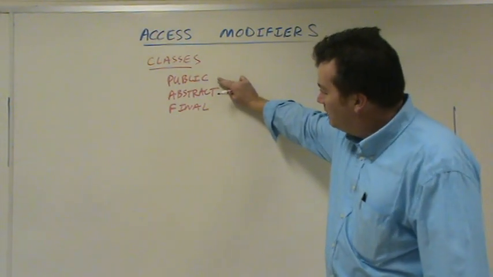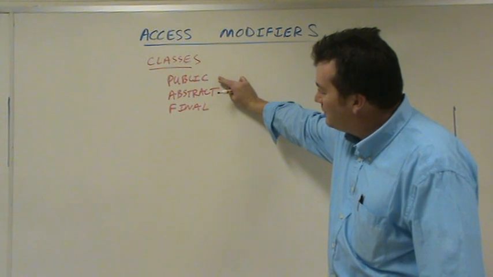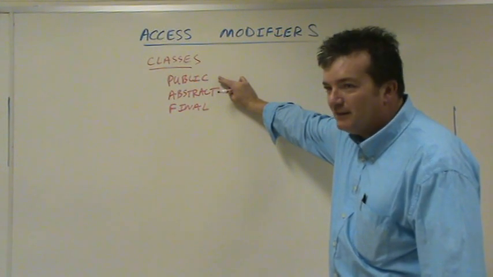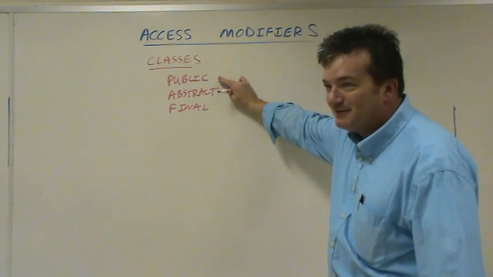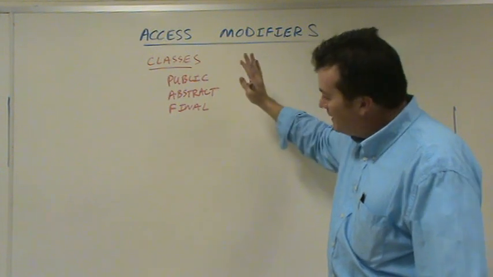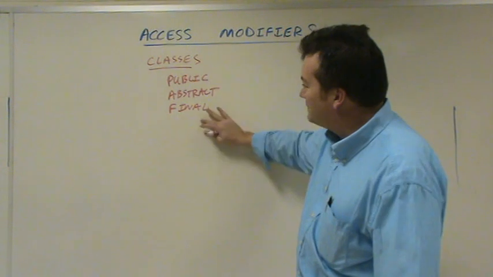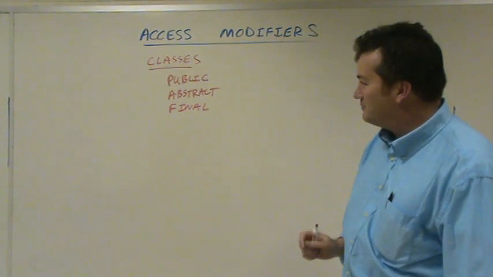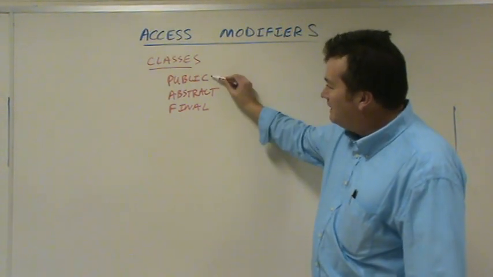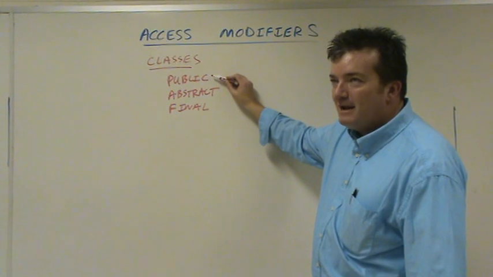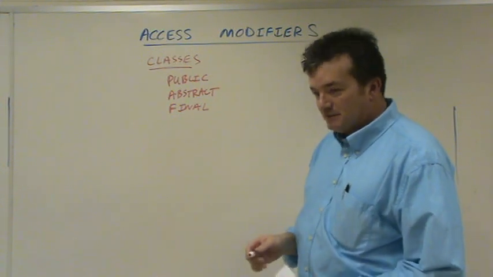A class can also be public. Now here's the thing, would you expect there to be such a thing as a private class? The statement that all classes have to be public is not actually true. But does the idea of a non-public class make sense?